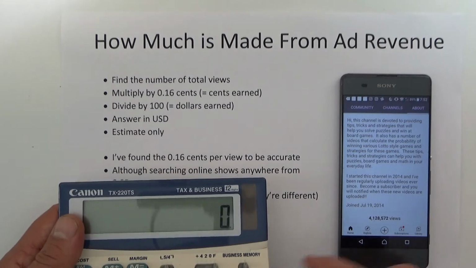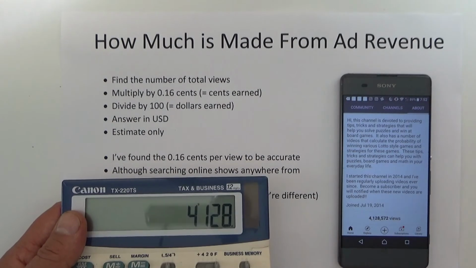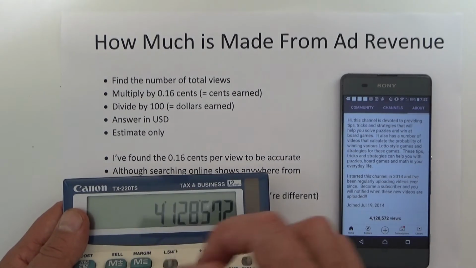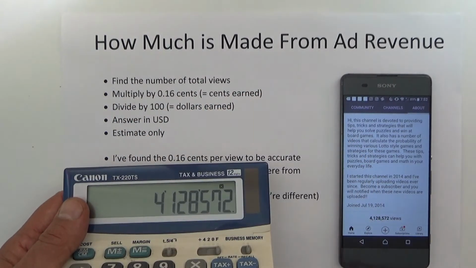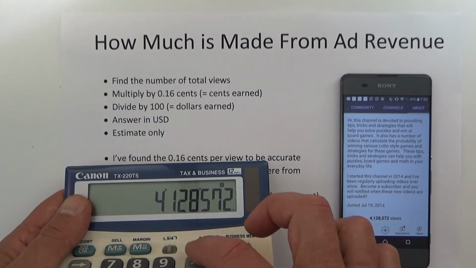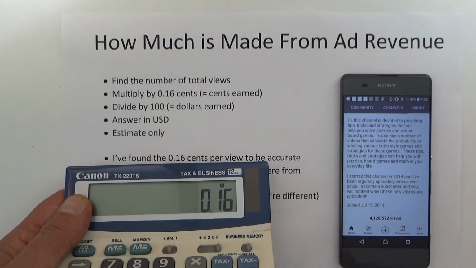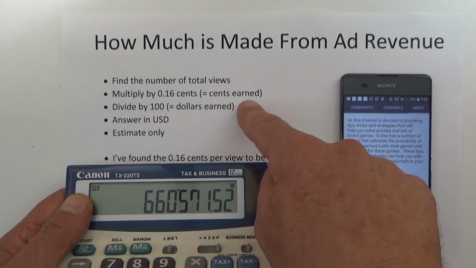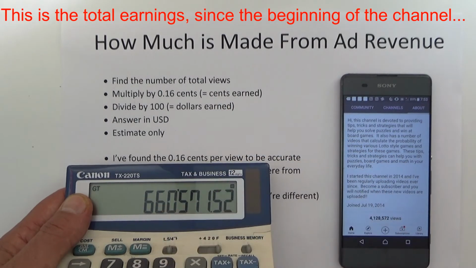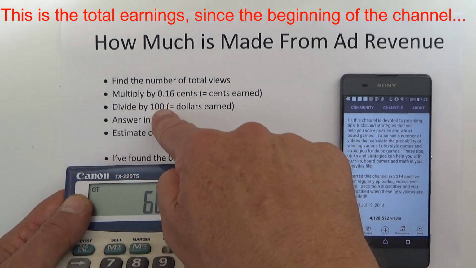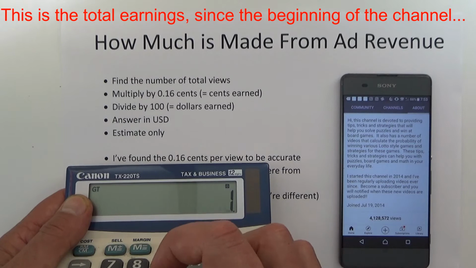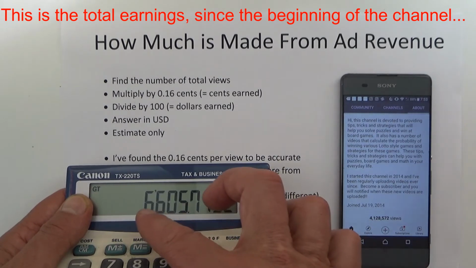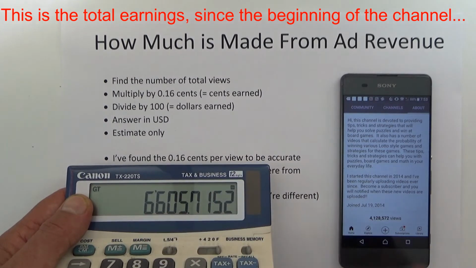And then the first step is to punch those views into your calculator, 4,128,572, and then I need to multiply it by 0.16 of a cent. So multiply that by 0.16. And that gives me an answer in cents earned, which is 660,000 cents. And then all I need to do is divide by 100 to get the dollars earned, and divide by 100. And that gives me $6,605, and that answers in US dollars.